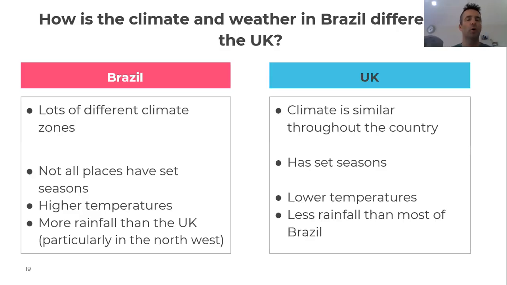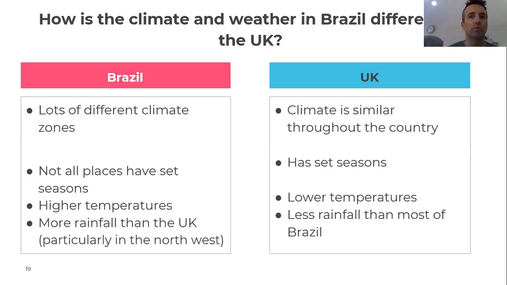So have a look at Brazil on the left-hand column. In Brazil, there's lots of different climate zones, and we already know that because the country is so big. And there were lots of different climate zones throughout the country, whereas in the UK, the climate is similar throughout the country. So because it's a lot smaller, there are less different climate zones and the climate stays the same.